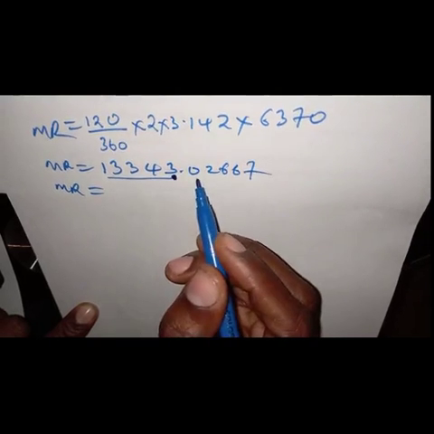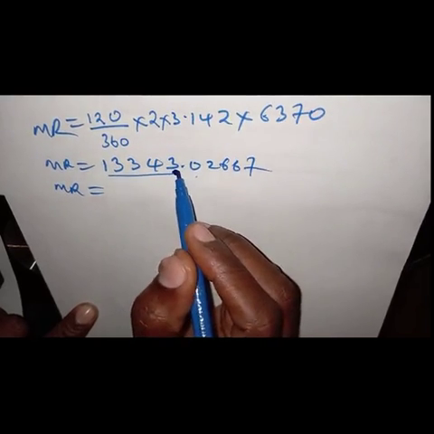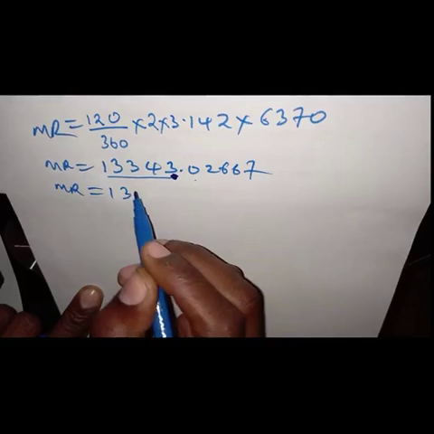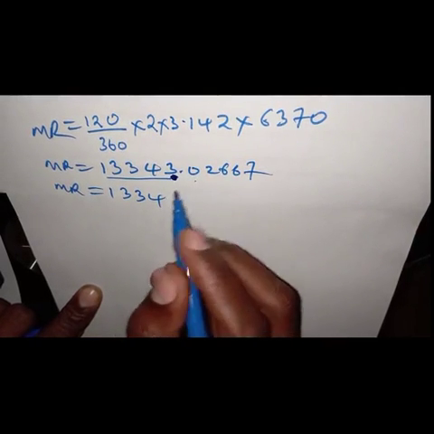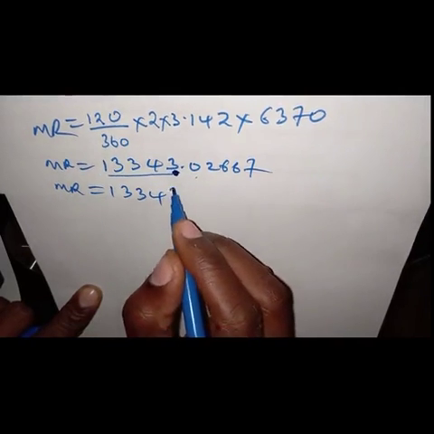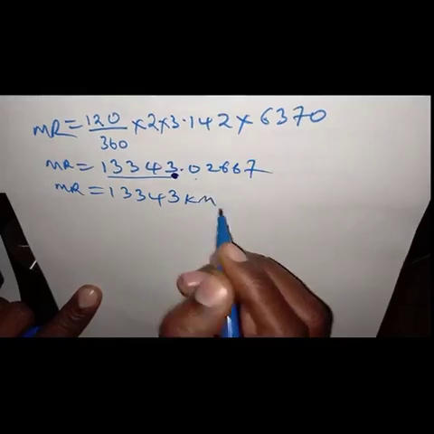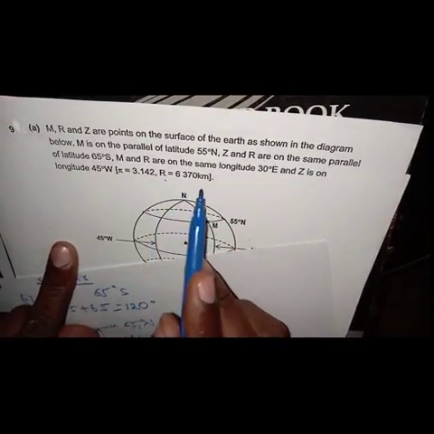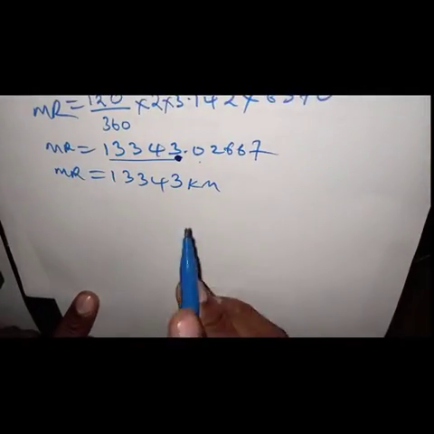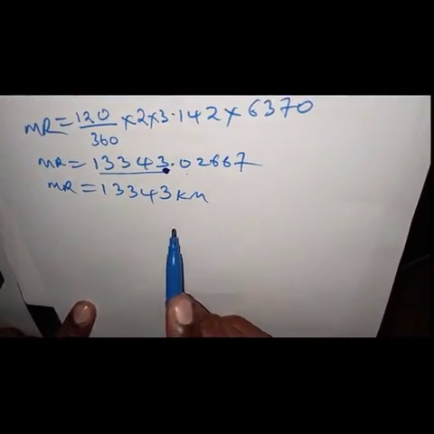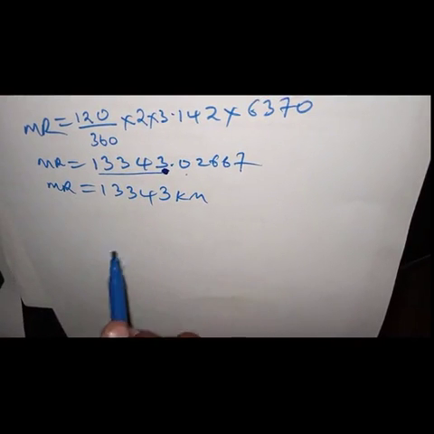No, it is 4 and below, which is a 0. We can't add 1 to 3. So just write this as your answer: 13,343 kilometers. It is kilometers because we know the radius was in kilometers. If the radius was in nautical miles, we are also going to put nm, which is nautical miles. So this is how we are able to deal with this question.